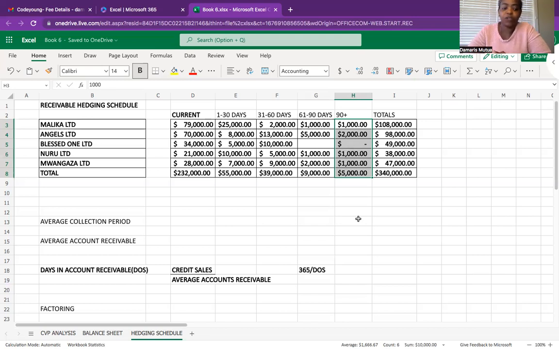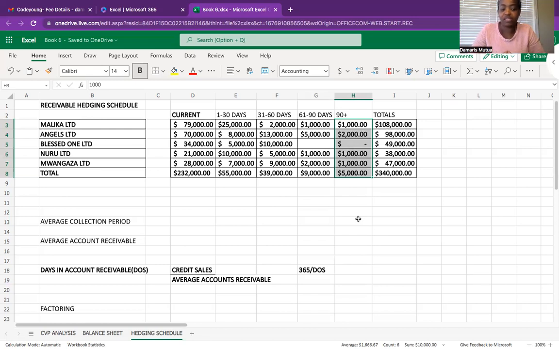So the second thing that we need to do as an organization, we need to check on the average collection period. The period it takes from the time we sell to our customer and the period when they pay us back. So that is the average period. How long does it take from when we sell to our customers to the time when they pay us back?